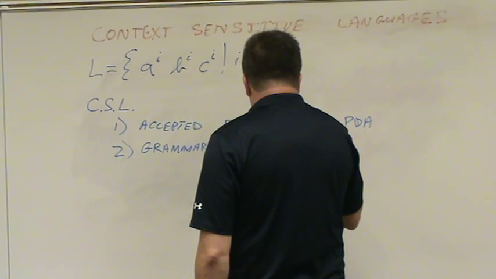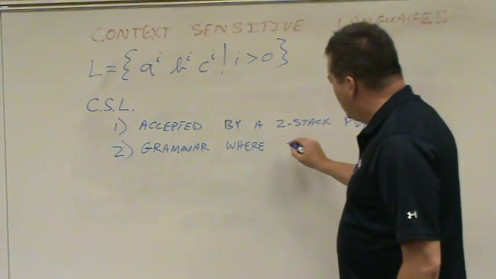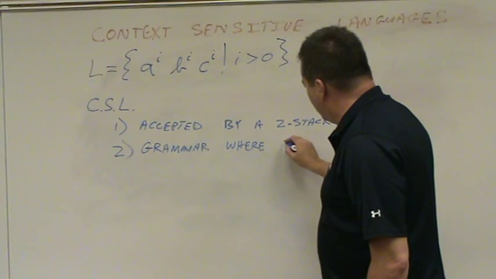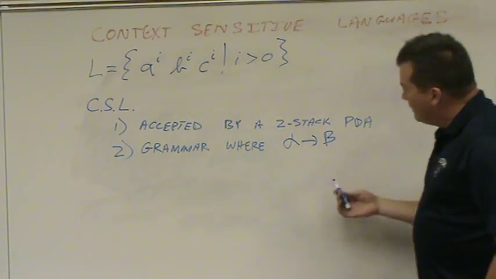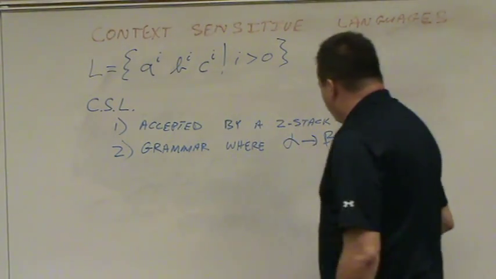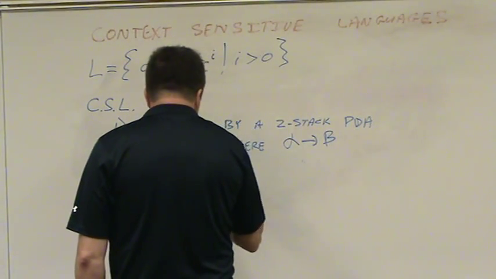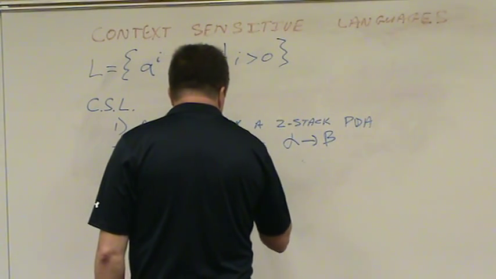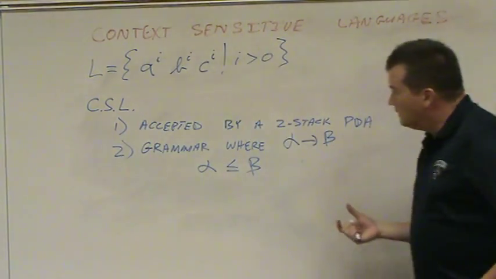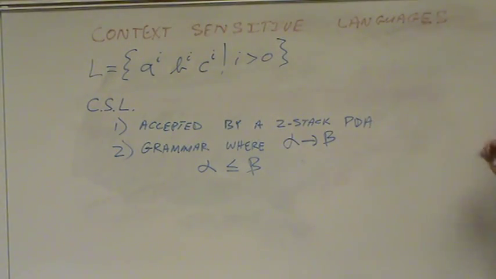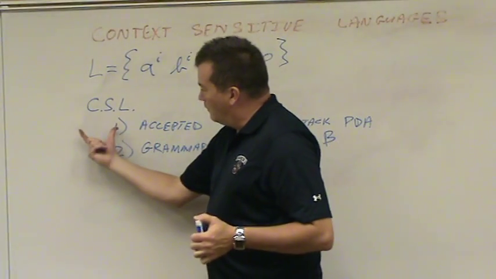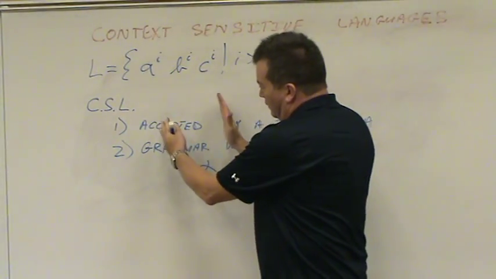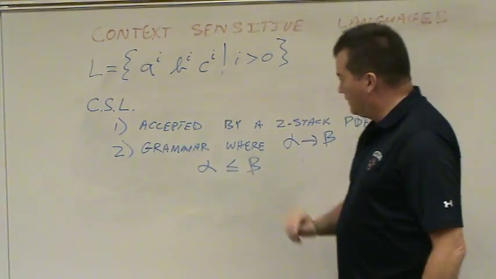If you ever have a production that goes like this, alpha produces beta, the alpha part is less than or equal to the beta part in size. So the part on the left side can never expand bigger than the right side. And we kind of just saw that in our example, that the right side could get wider and wider, but the left side wouldn't get wider.